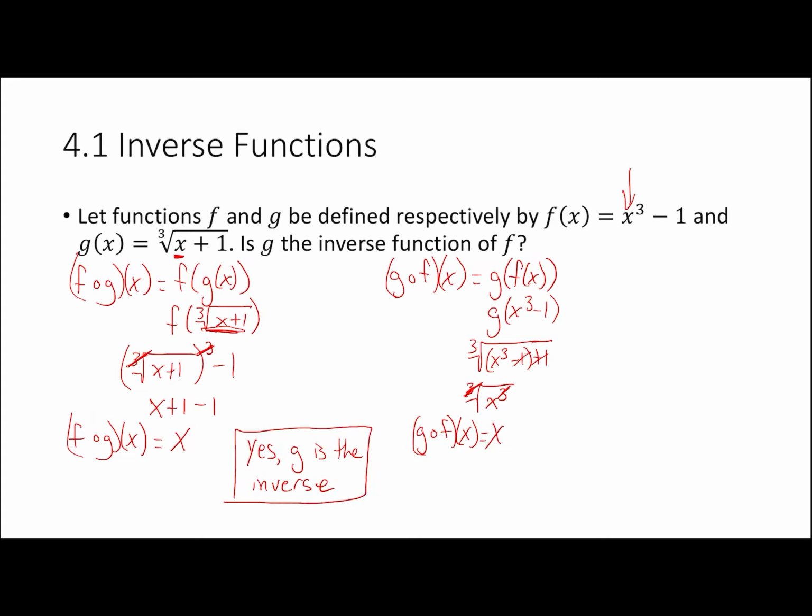And there's our answer. Now, you may have questions about that. Again, it goes back to that definition on the previous slide that just said that if you can do their compositions and you get x for both, then they are inverses of each other, okay? And so that's what we're showing. We're going to do their compositions. We're going to show that if they both equal x, then we're good.